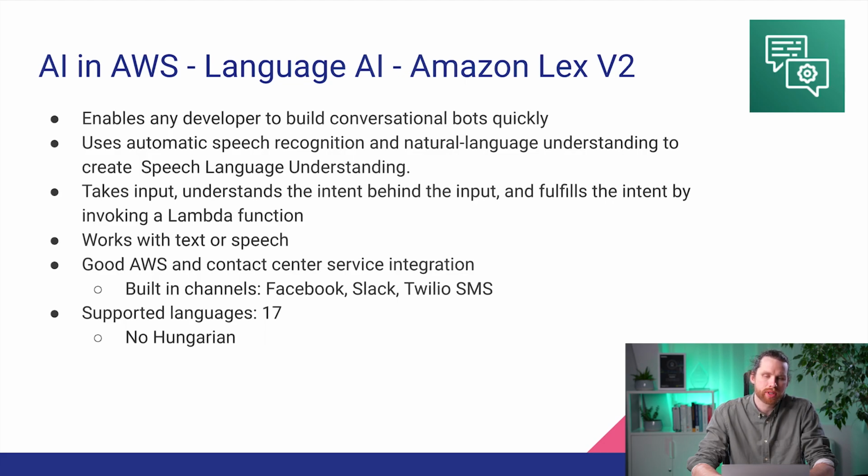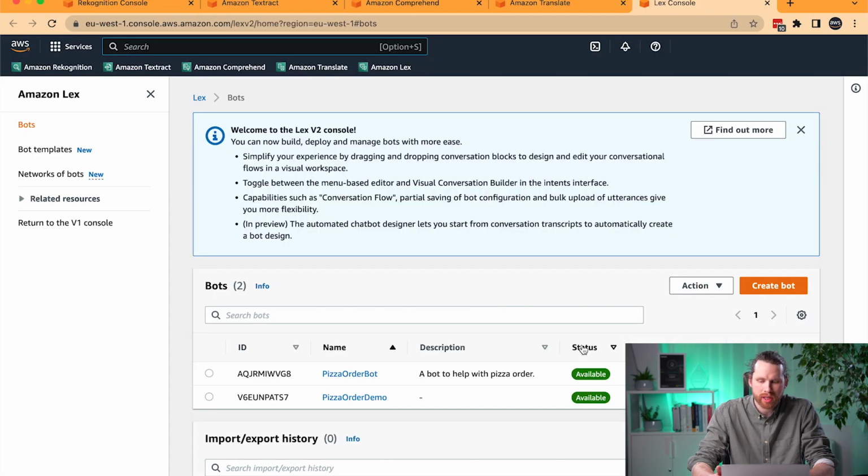Amazon Lex supports 17 languages with several locales. For example, the English language has 5 locales like Australian English, American English, British English, and so on. But unfortunately, it doesn't support Hungarian. So let's move on to the AWS console to take a closer look at Amazon Lex.